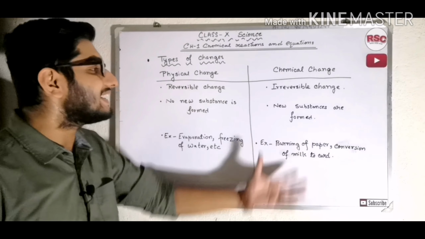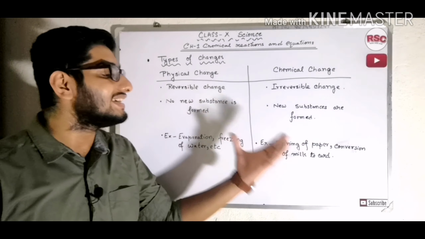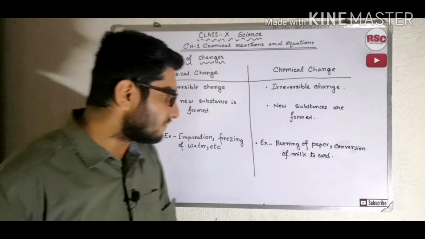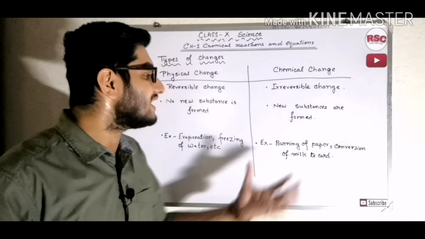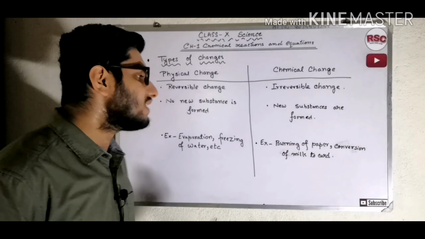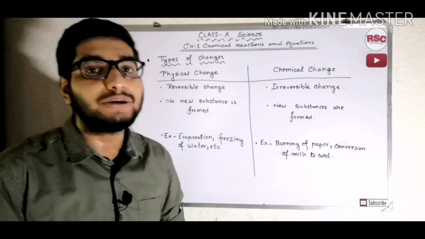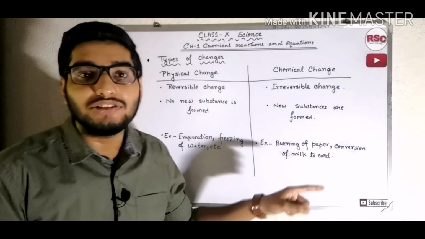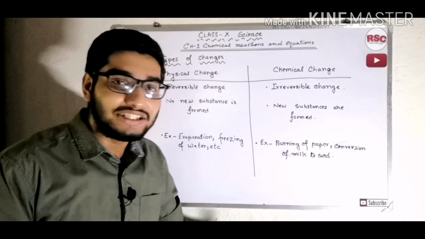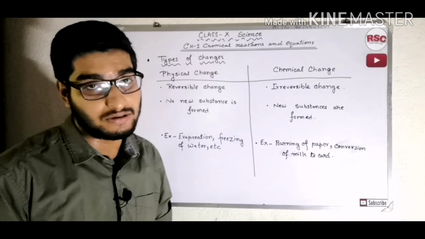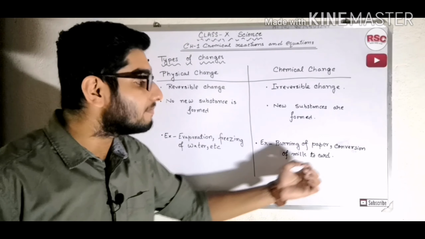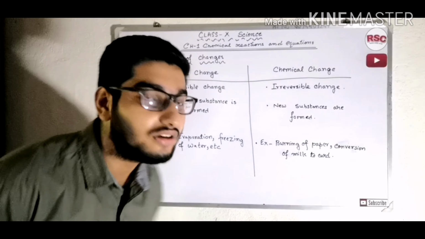And in case of chemical change, it is an irreversible change and a new substance is formed. Now why am I saying that new substances are formed? When I burn paper, burning of paper converts the paper into ash, and ash is a new substance. Conversion of milk to curd: curd is a new substance which is formed out of milk. You cannot convert the ash or the curd back into its original form.